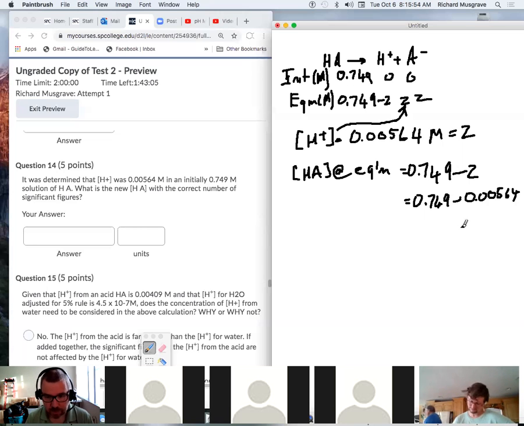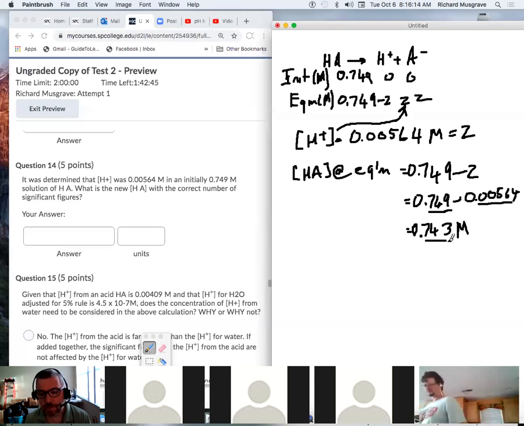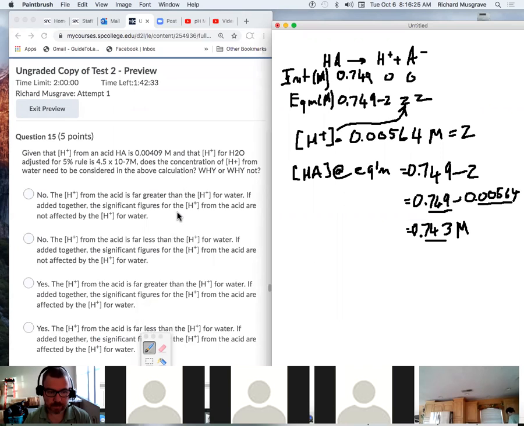Now this is asking for the correct answer with significant figures. And I get here 0.743. And of course we're using the decimal places here. So that's three places past the decimal, that's five. The answer comes out to three. Any questions? Excuse me, about number 14. Okay.